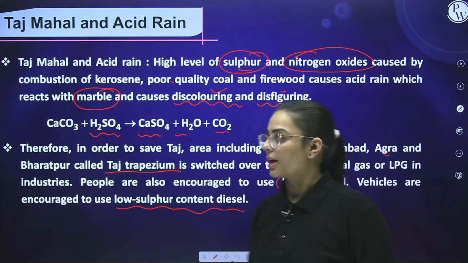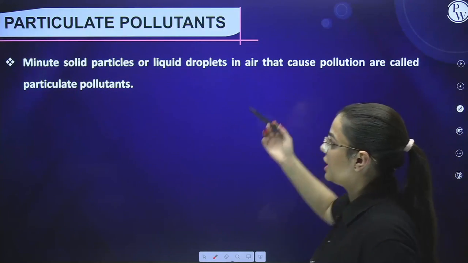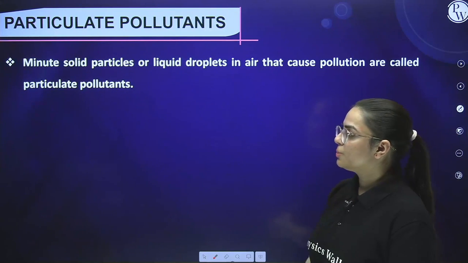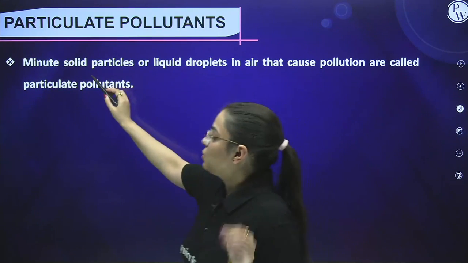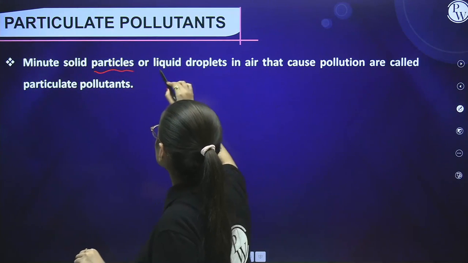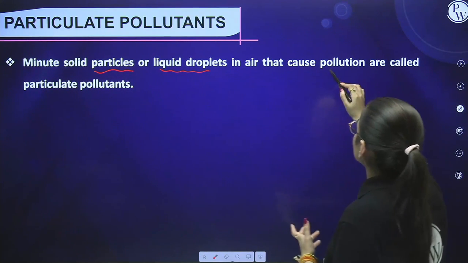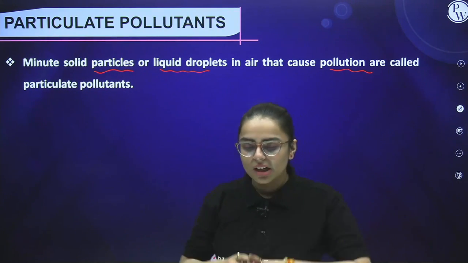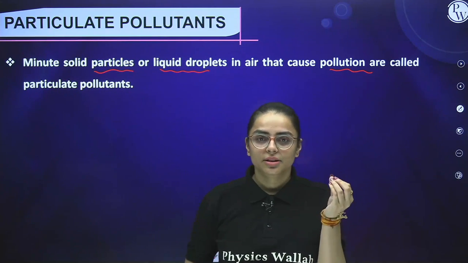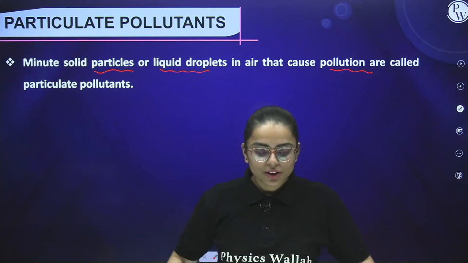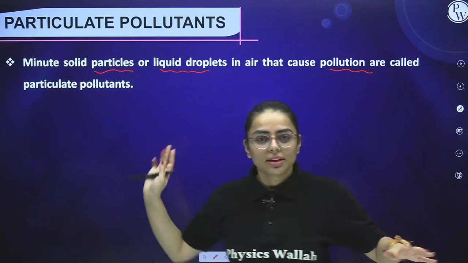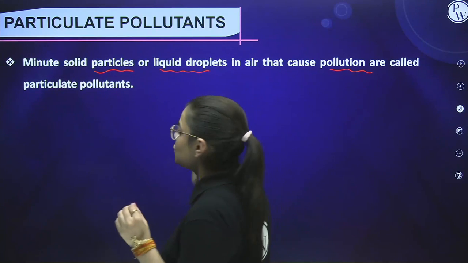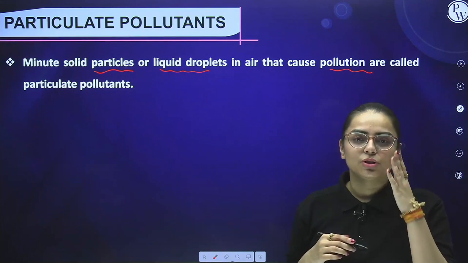Is it clear? Okay. Now students, moving to the next part, that is the particulate pollutants. If I talk about particulate pollutants, these are basically minute, that means very little, solid particles or liquid droplets in the air that cause pollution, called particulate pollution. Now what happens over here? For a longer period of time, they don't stay in the air. For some time they stay on the ground, and whenever the heat or the air passes, they are again moved into the atmosphere.